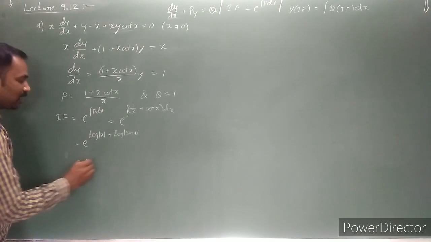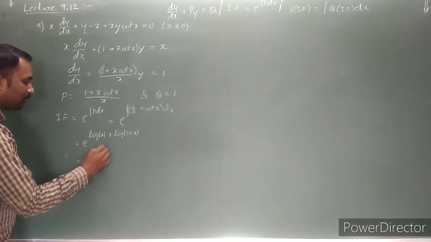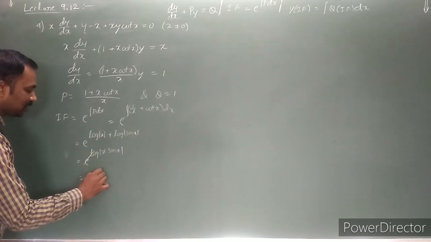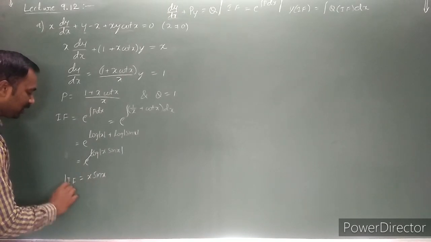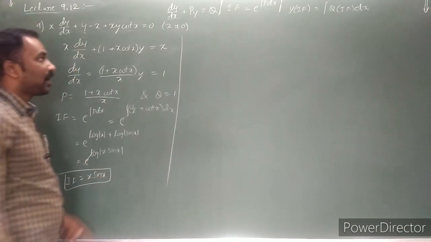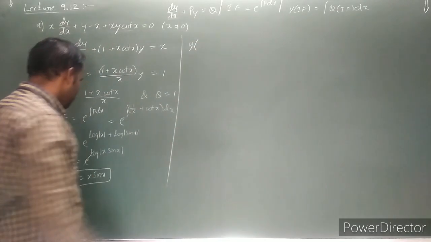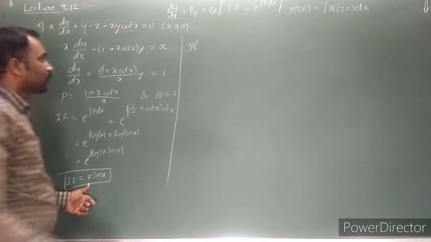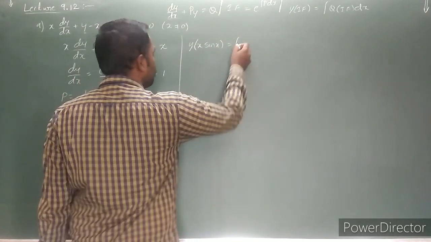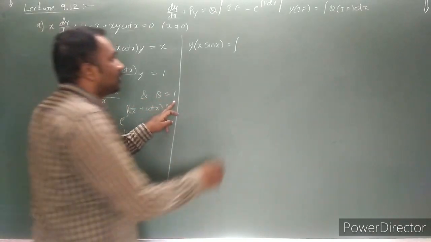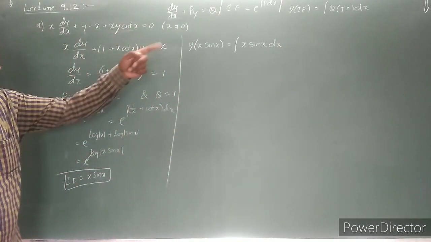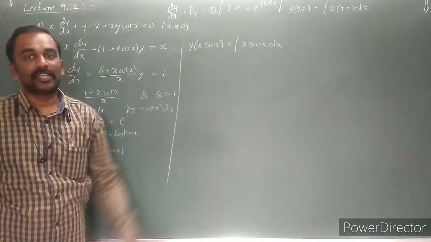Now e power log x plus log sin x is e power log of x sin x. The log and exponential will cancel, so x sin x is the required integrating factor. Very simple. After getting the integrating factor, now replace it into the general solution. Write the formula: y times x sin x is equal to the integration of q times x sin x dx. What is the q value? The q value is 1. Are you clear? It is q times the integrating factor, dx.